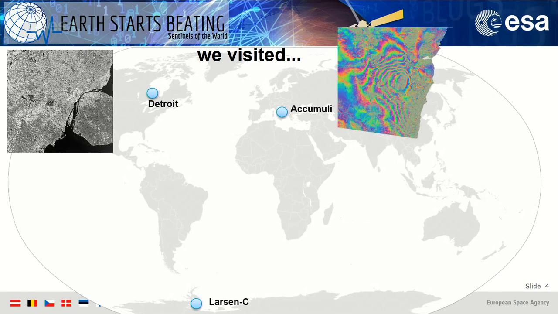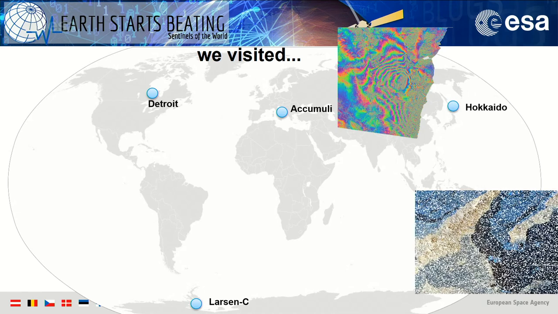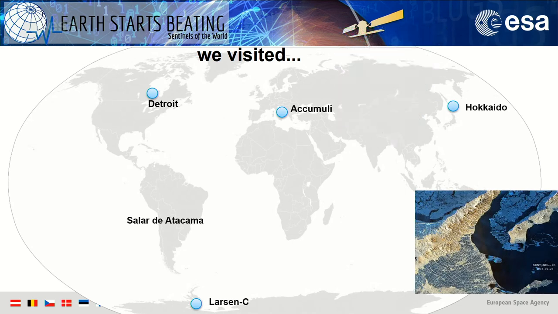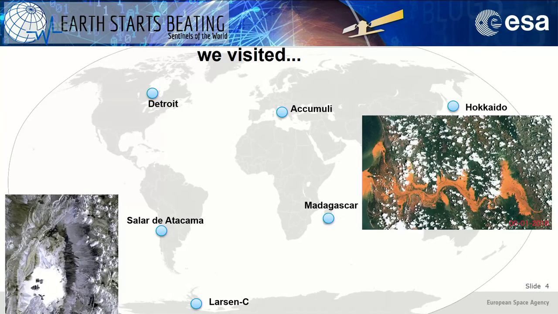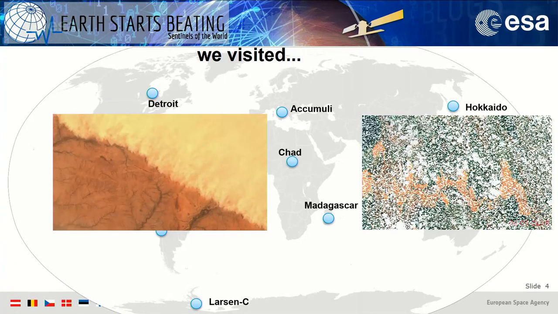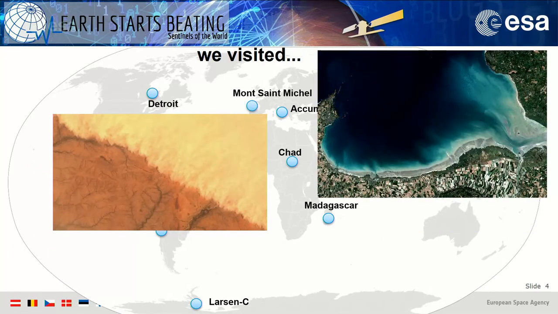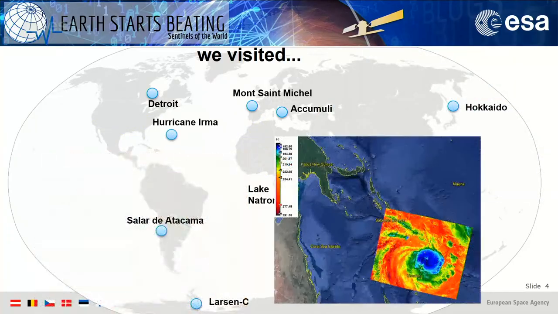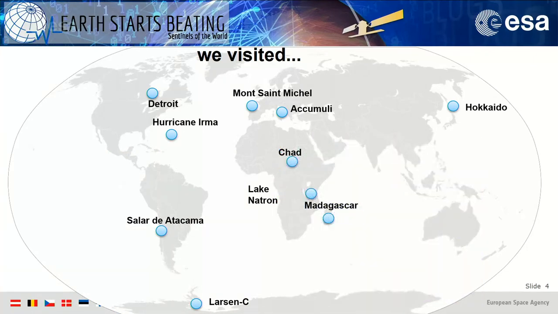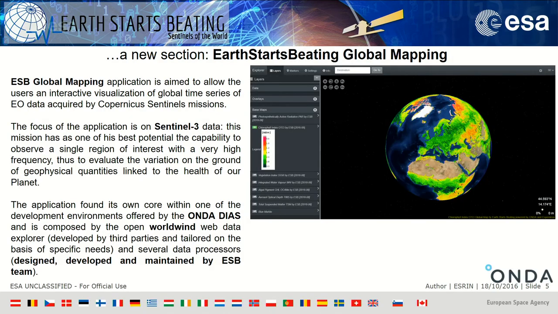These are some examples of data and events that they have elaborated, for example, the earthquake of Accumuli, the flood of Madagascar, the wind in Chad, and so on. You can visit the blog, you can see a lot of products coming from different types of instruments, different levels of processing, and it's very, very interesting from this point of view. And this is the newest section.